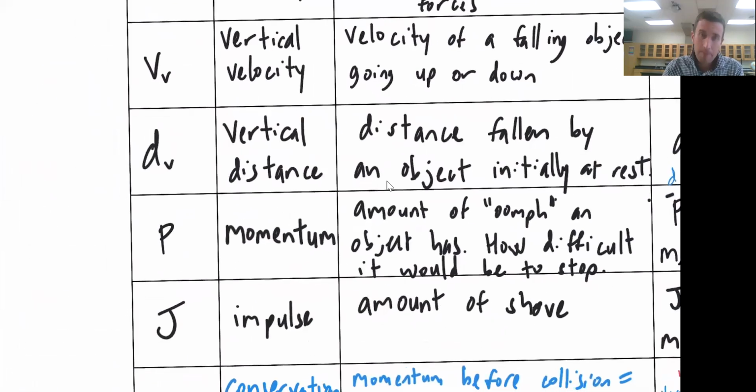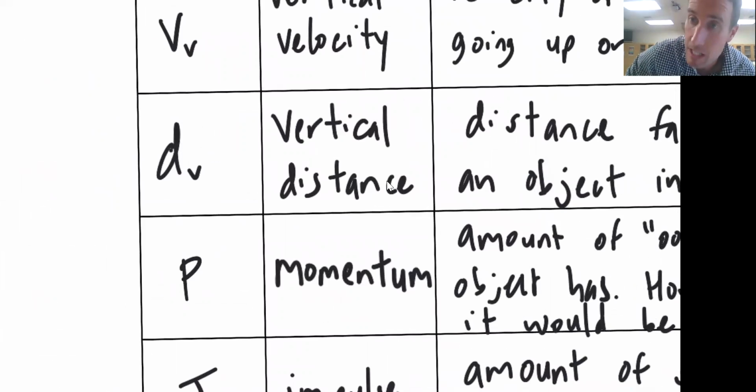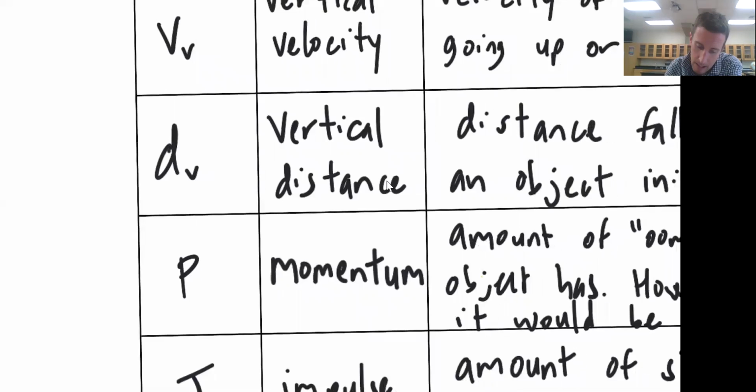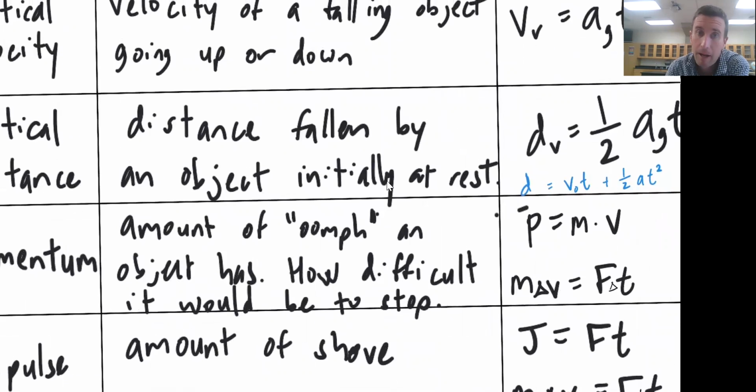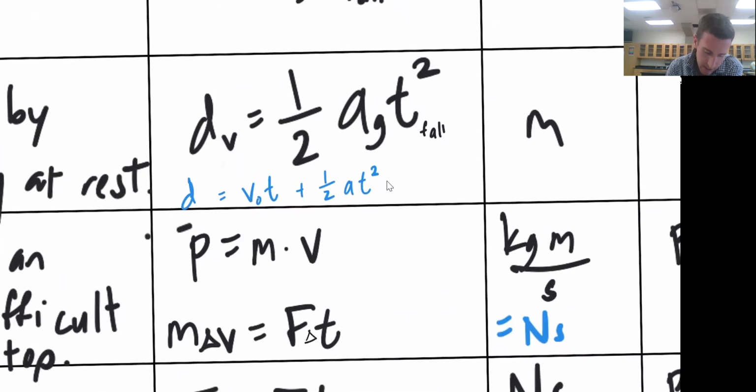All right. The third concept we're going to add is vertical distance, or d sub v. D for distance or displacement, v for vertical. That is the distance fallen by an object that's starting initially at rest. Okay? So if I'm starting from an initial rest, then I can use this equation. And that equation is that the vertical distance is equal to 1/2 the acceleration due to gravity times the time squared.